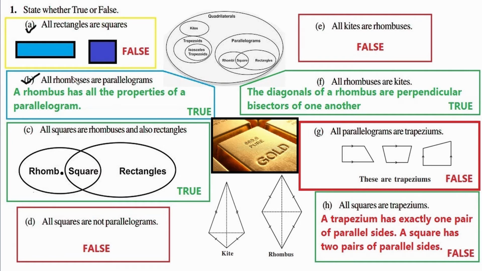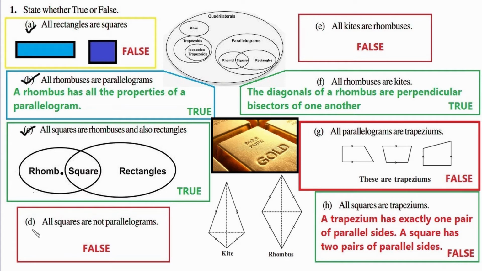Well, if you try to find the properties of a square, a square has all these properties of rhombuses and rectangles. Therefore, in the Venn diagram, it coincides with rhombuses and rectangles. That is, a square can be termed as a rhombus and a rectangle as well. With this, this statement holds true. That is, all squares are rhombuses and also rectangles. Therefore, true for C part.